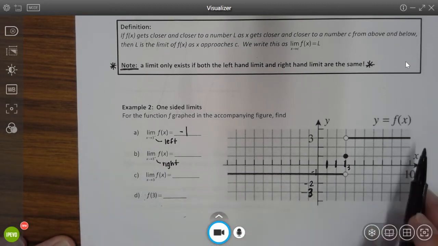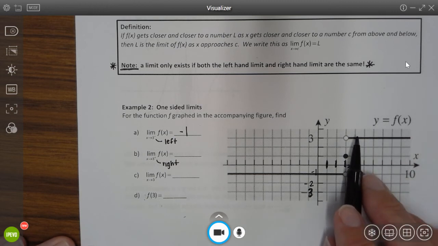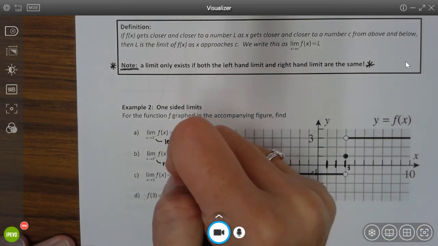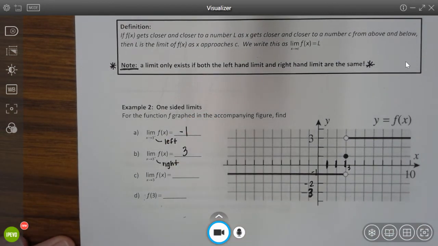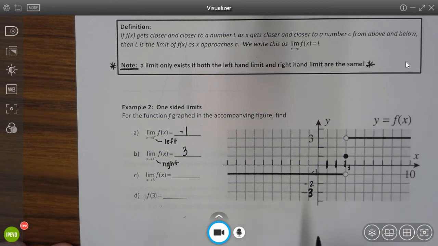How about from the right? If we're approaching 3 from the right, that's this part of my graph here. So as we're approaching the x value of 3 from the right, my y value is staying constant at +3. And again, the limit is the idea of what's happening as we're approaching the value. So it really doesn't matter that there are open circles here. We just want to know what's happening really, really close to or around that value.